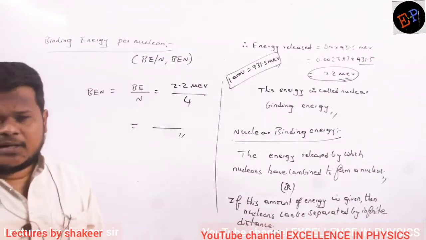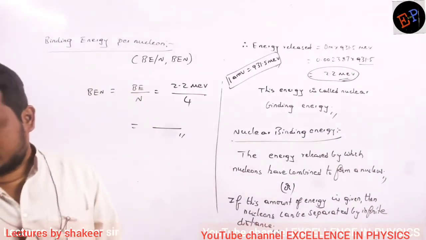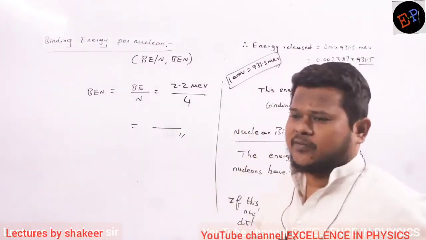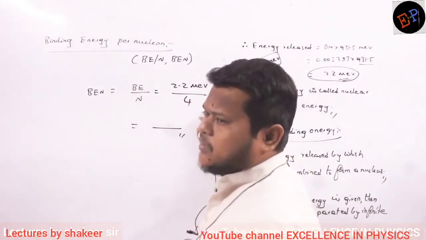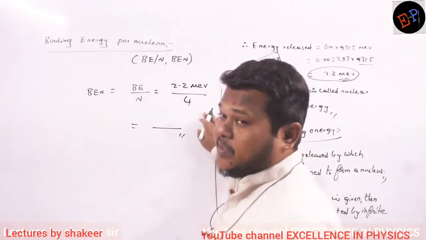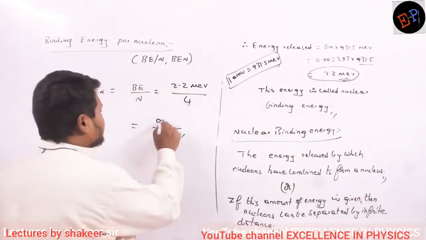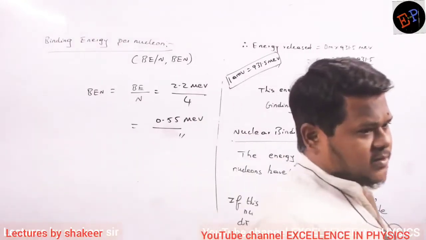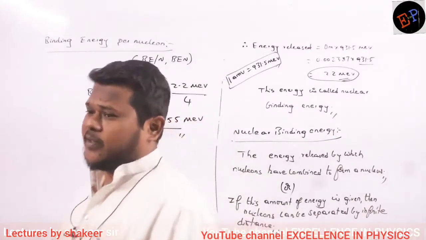Are you able to understand? Ante okokka nucleon ki enta binding energy release ayindi ani artham. For each nucleon, what is the amount of energy released? That is called as BEN, binding energy per nucleon. Are you able to understand? So 1.1 by 2, 1.1 by 2 is how much? 0.55. That's all, no? So therefore I can write it as 0.55 million electron volts. Understood, no? So like this we have to calculate binding energy per nucleon.